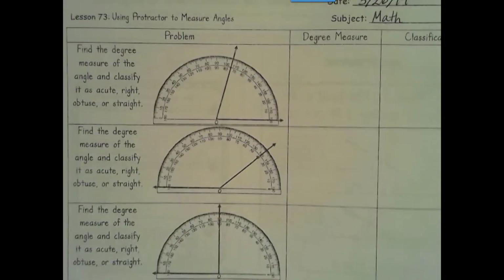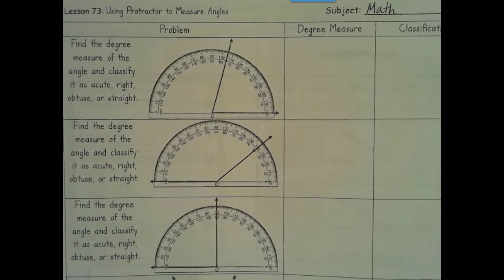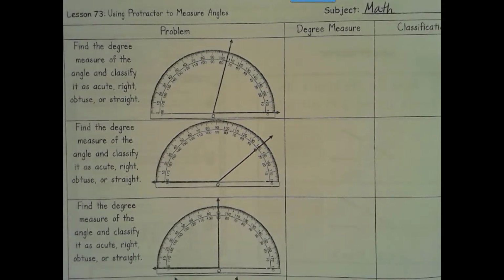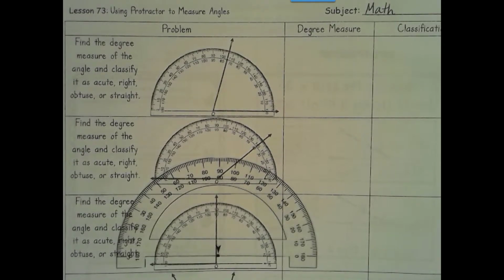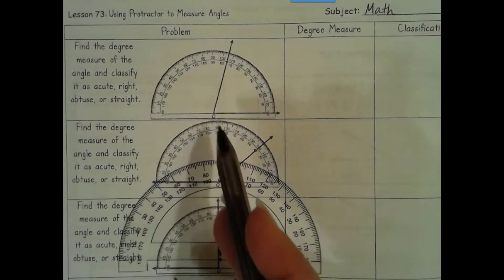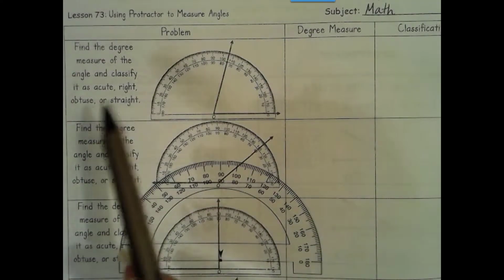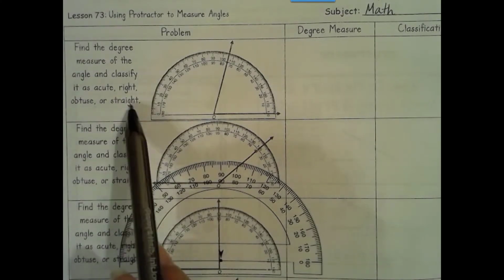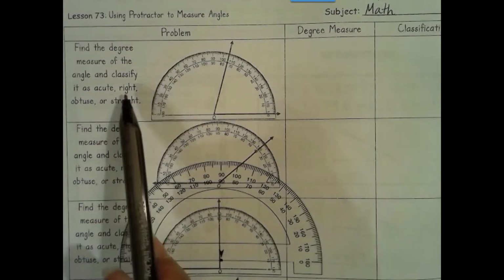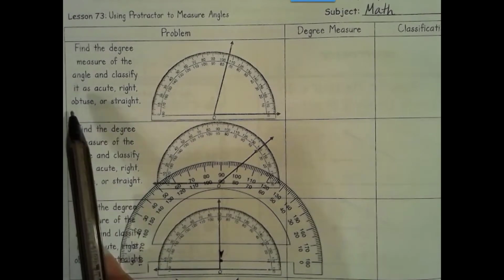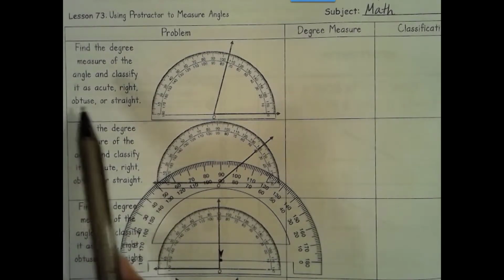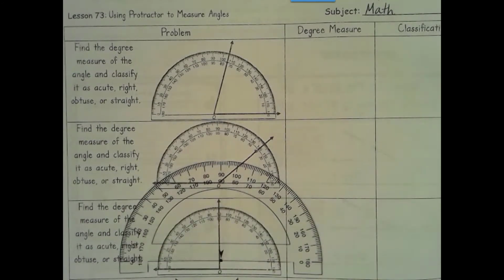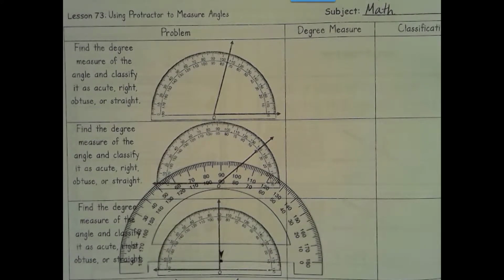Alright. Well, we have protractors drawn here to help us out, but I would like us to practice with the one that you have as well. So we're going to find the degree measure, and then we're going to classify it as acute, right, obtuse, or straight. Acute is less than 90 degrees. Right is exactly 90 degrees. Obtuse is greater than 90 but less than 180 degrees. And a straight angle is exactly 180 degrees.